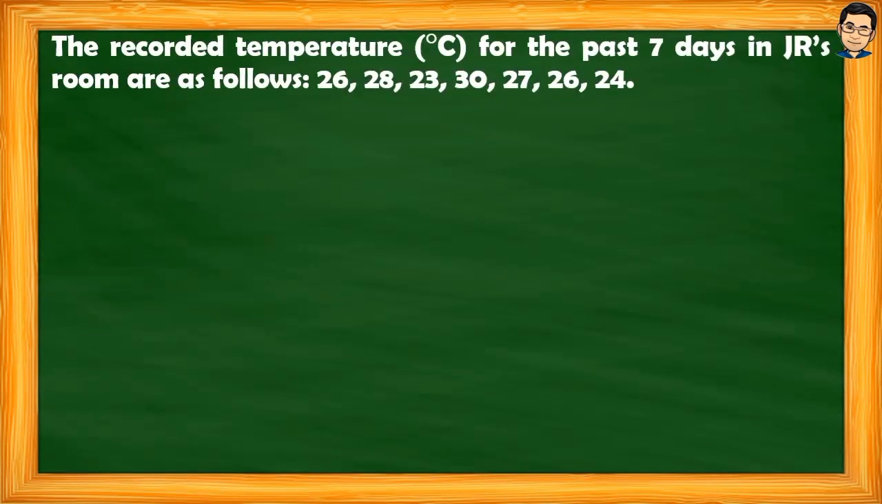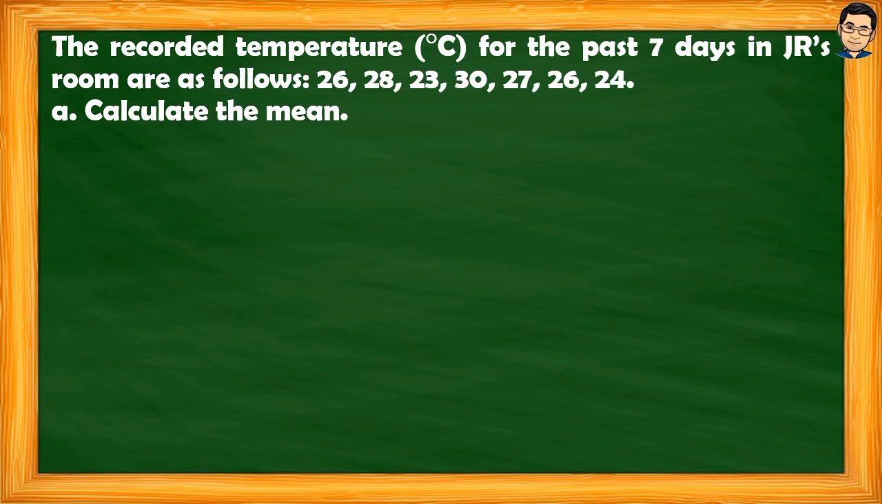So, the recorded temperature in degrees Celsius for the past 7 days in JR's room are as follows. So, ayan yung recorded temperature. So, kung gaano kainit or kalamig dun sa kwarto ni JR for the past 7 days. So, ayan yung mga temperature. 26, 28, 23, 30, 27, 26, 24. So, A, calculate the mean.